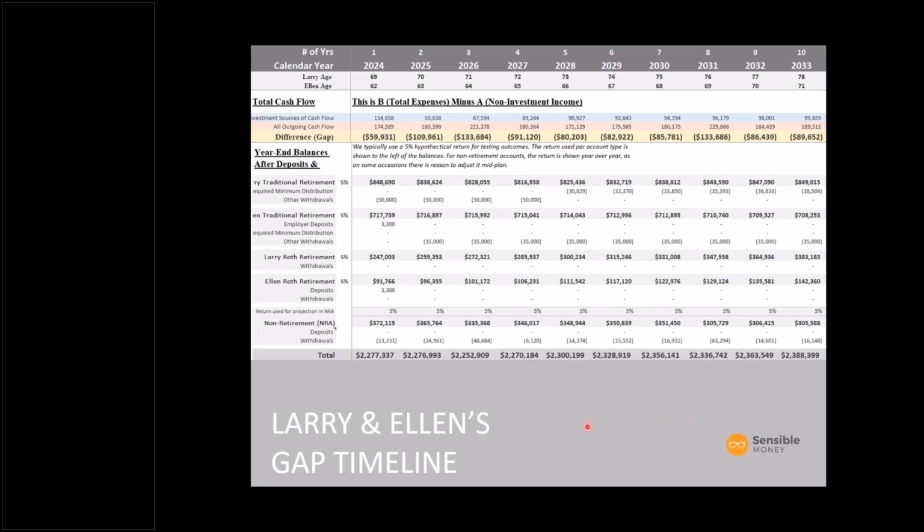So this gives us a 10-year snapshot of their expenses, but what we really need to know is we need to look at it over their lifetime. Now at the bottom, you can also see the projected total account balances of all of their accounts, and we can see that at least in this first 10 years, those accounts not only maintain themselves, but they actually potentially grow. And here we're using a hypothetical 5% return for testing outcomes.